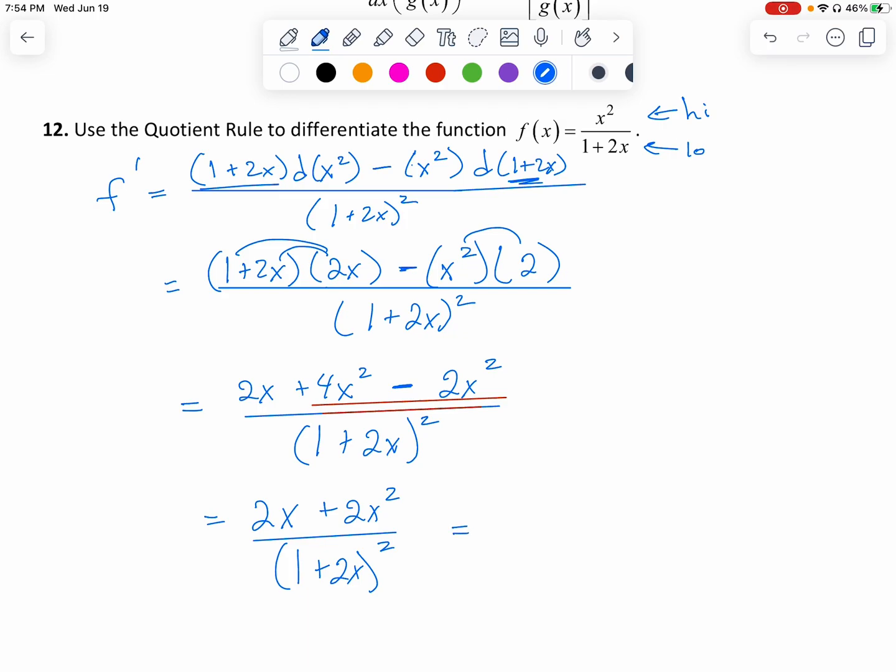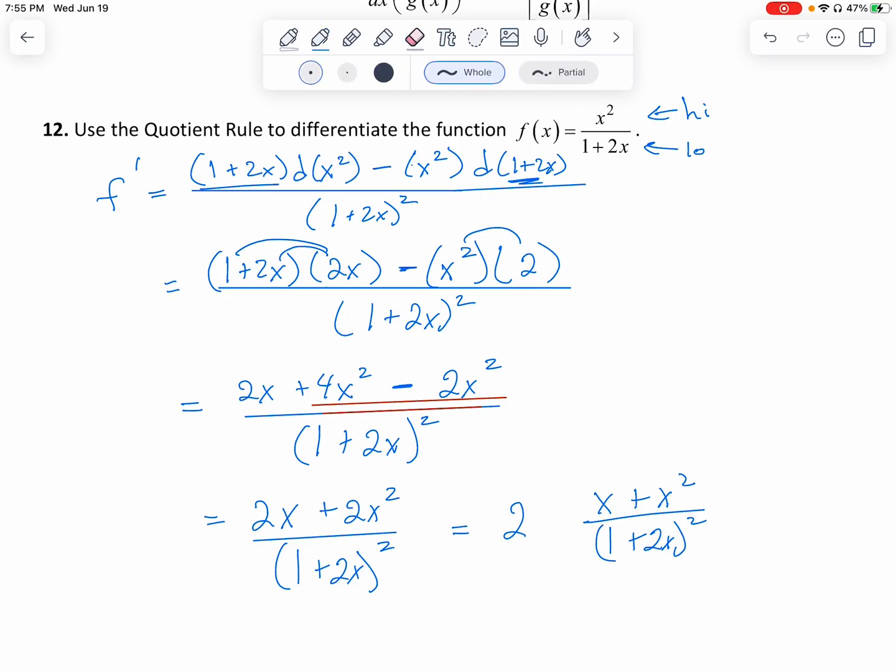Then I can take that constant 2 out. So I have a 2 out in front, and the function x plus x squared over 1 plus 2x squared as my final answer.